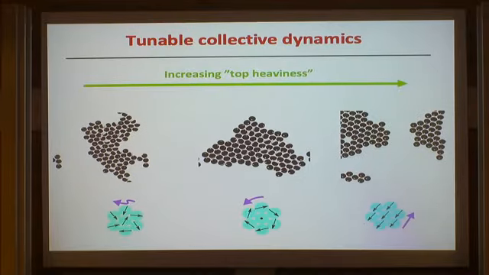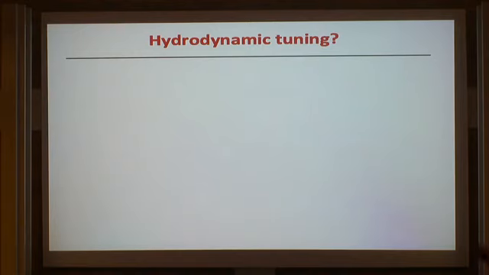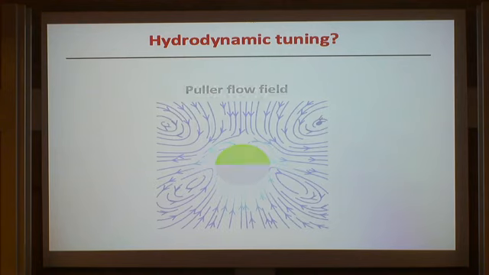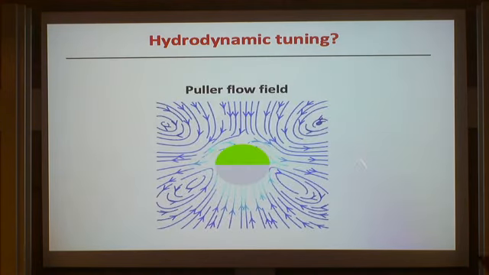However, let's continue playing games. Can we do a hydrodynamic tuning? Now we have two options, pushers and pullers, and I just showed what the pushers do. So now let's have a look at the pullers. It's effectively just changing the sign of the flow field, so instead of the flow going away, now it's coming towards the particle.